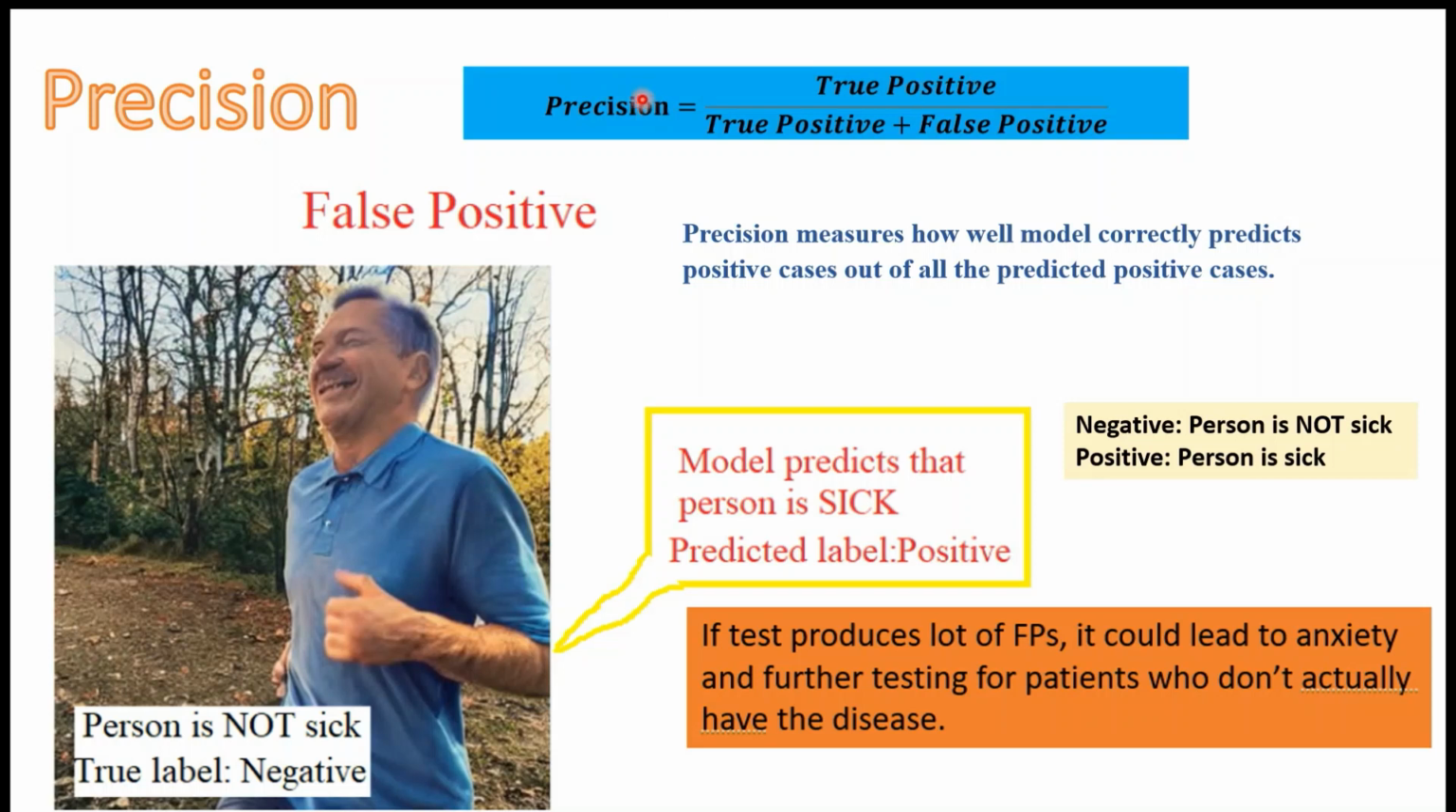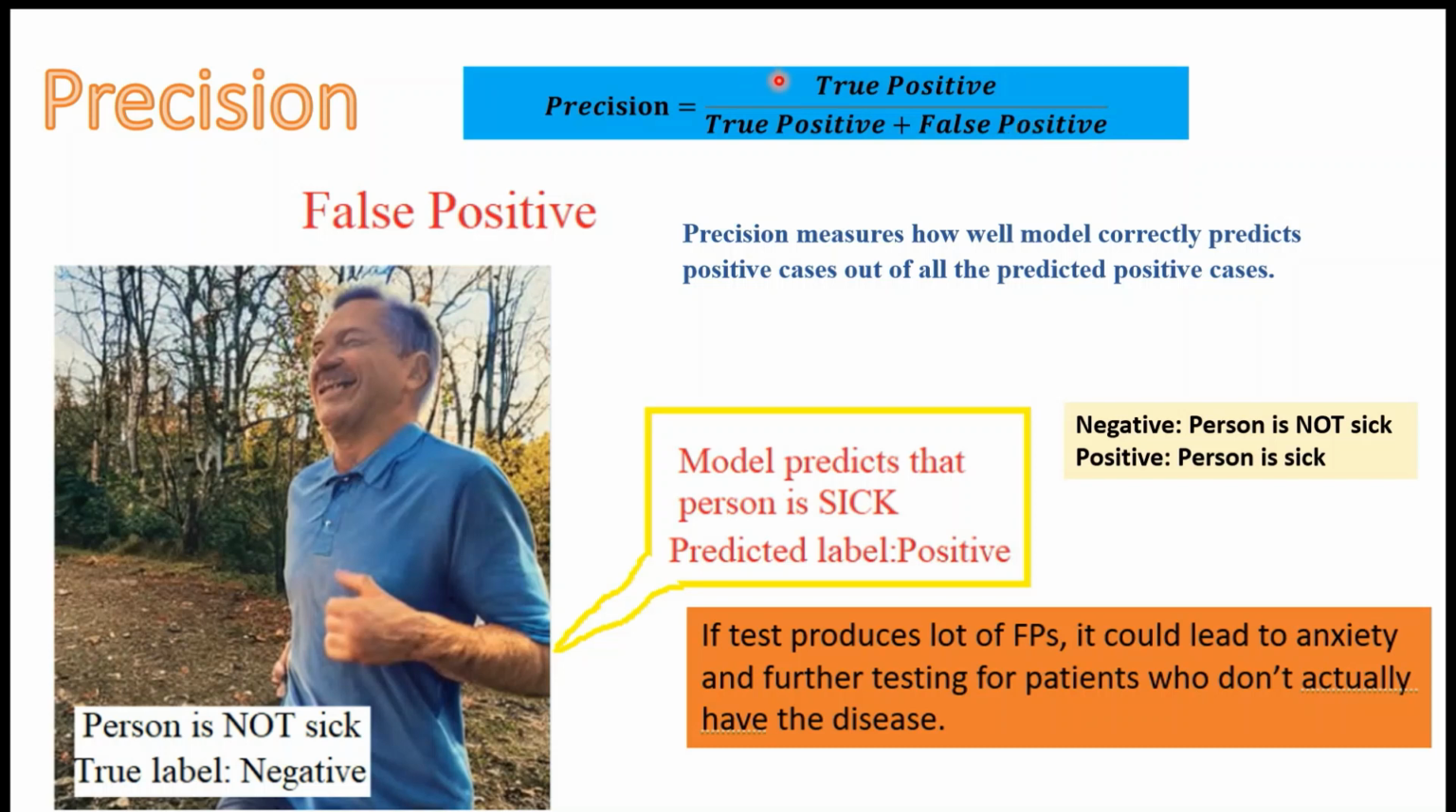The mathematical definition for precision is shown here. Precision equals true positive divided by true positive plus false positive. And in the last session we understood these terminologies like true positive, false positive, etc. True positive refers to a case where the actual label and the predicted label are both positive. That means when the model correctly predicts the case as positive, that is called true positive. False positive is when the model wrongly predicts positive but the true label is negative.